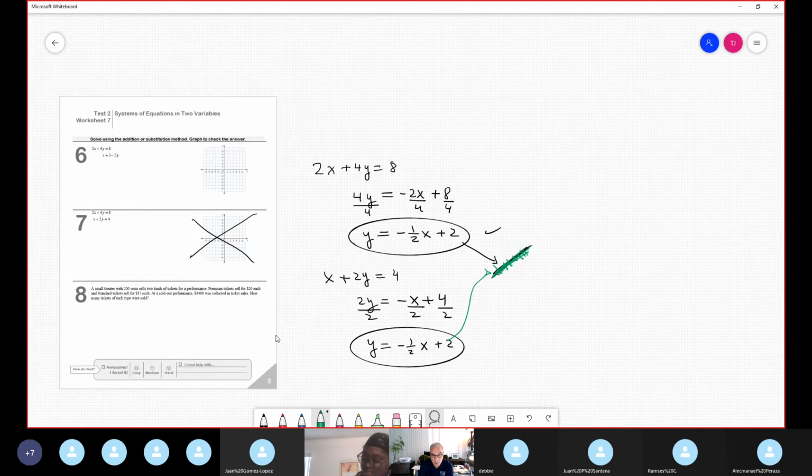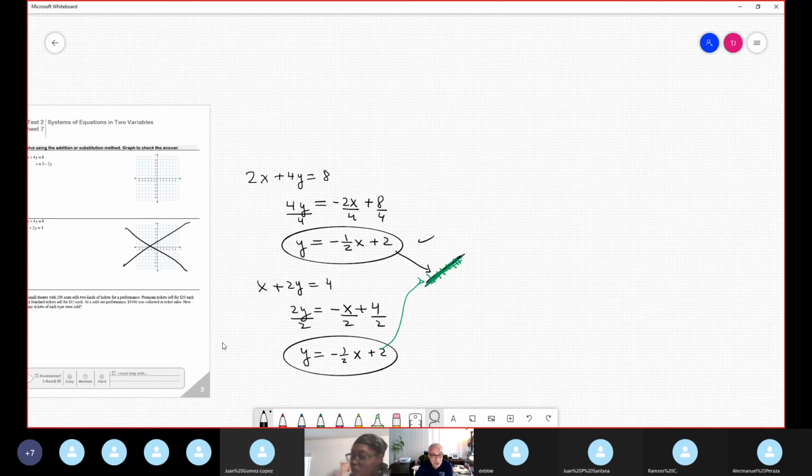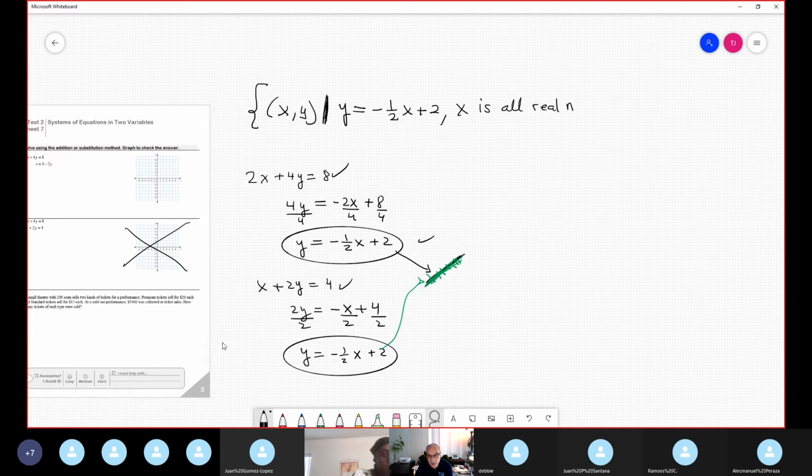How do you write that? Well, it's easy. There are many ways to do it. One possibility is using set-builder notation: the ordered pair x, y such that it satisfies this equation or this equation. You copy this equation. I don't know why I prefer to copy that: y is equal to negative 1/2 x plus 2. Because you declare y is the dependent variable and x is totally independent. It is all random, there are no restrictions. However, y is connected to x using this equation.